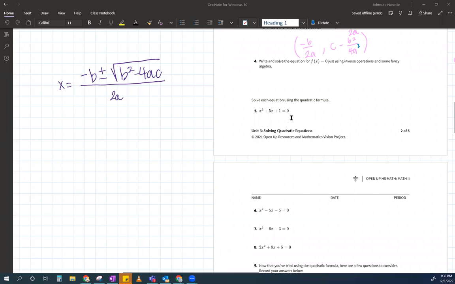Okay. So number one, you have to make sure that it equals 0. So let's see, does the first problem that we're going to do equal 0? Yes, it does. So then we can use it. I'm going to take this problem over here and we're going to solve it together. It says x squared plus 5x plus 1 equals 0.